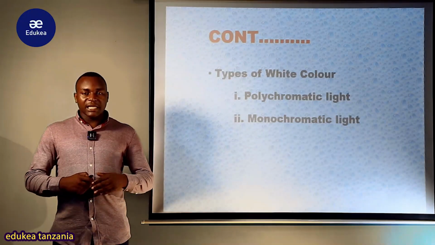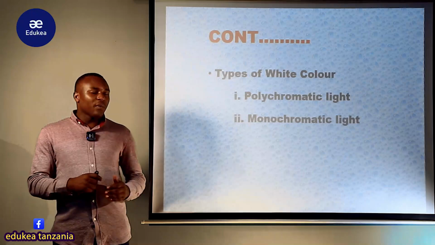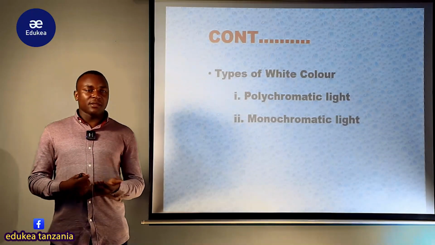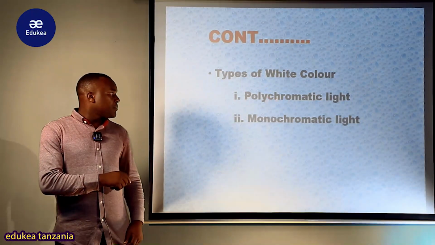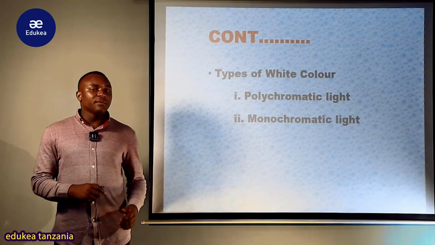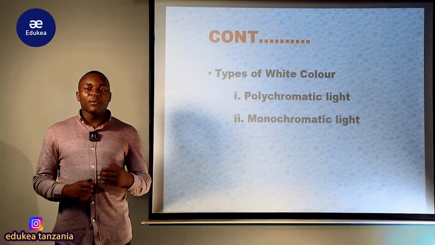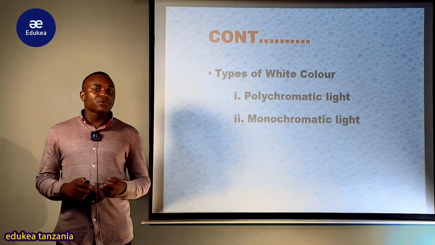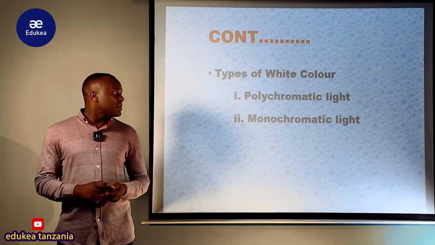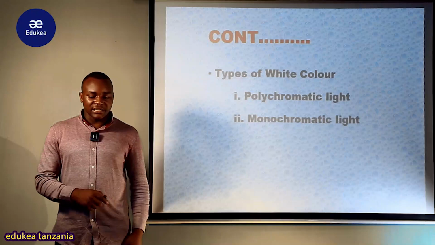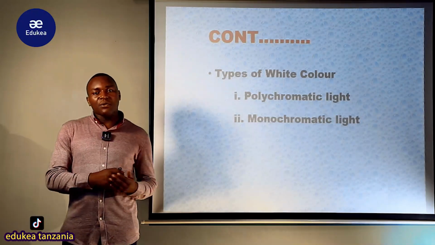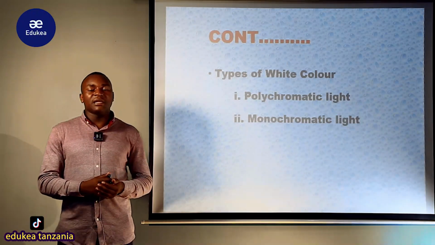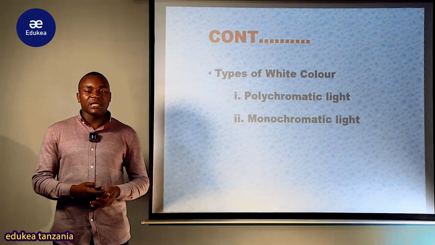So now let's look at the types of white light. Number one is polychromatic light and monochromatic light, kwamba white light has two categories. The first one is polychromatic light and the second one is monochromatic light. Sasa anaposema monochromatic light anamaanisha nini, au polychromatic light anamaanisha nini?